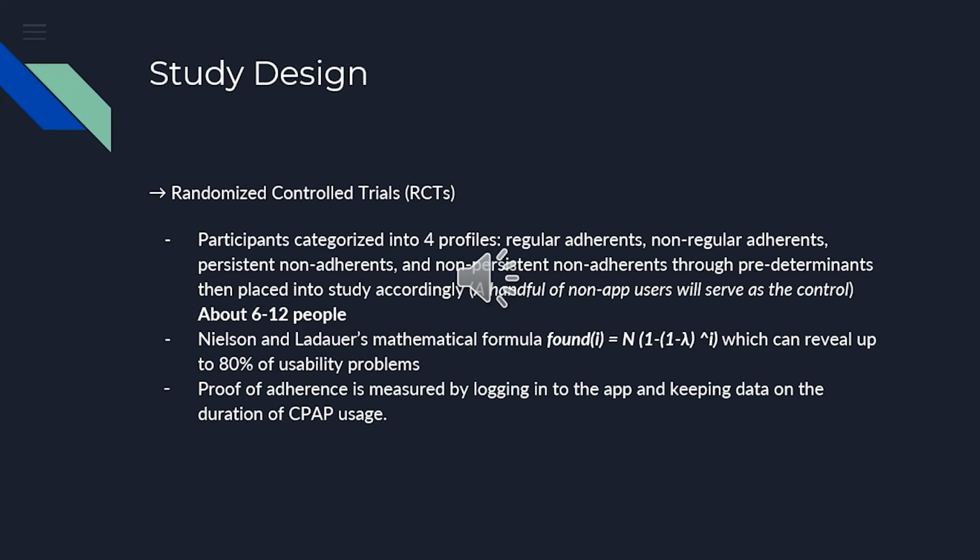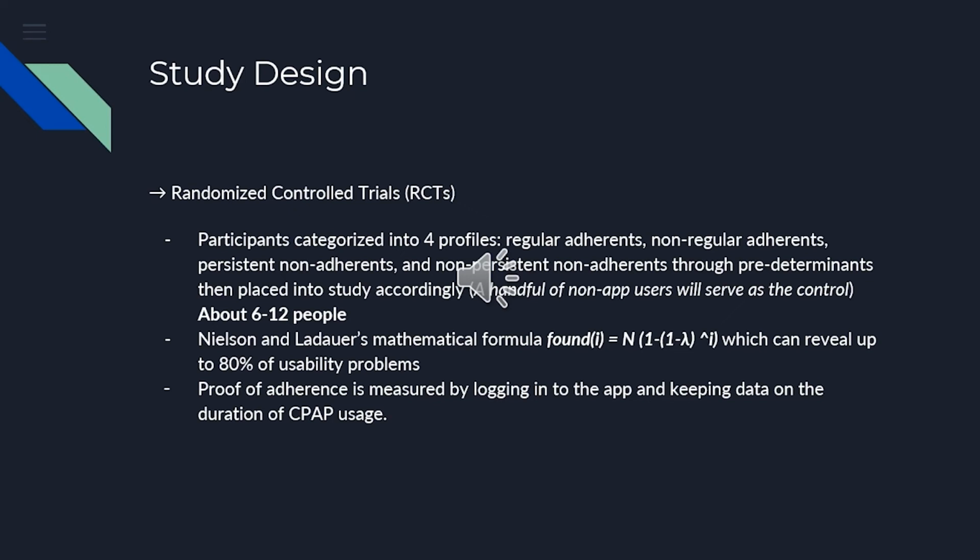Because it removes selection bias and decreases confounding, a randomized controlled trial is beneficial for establishing causal links between the intervention and outcomes. The changes noted between the intervention and control group can be more likely due to the SuyaSuya app and not to other variables. We would be using Nielsen and Landauer's mathematical formula found here on the slide, which can reveal up to 80% of usability problems.